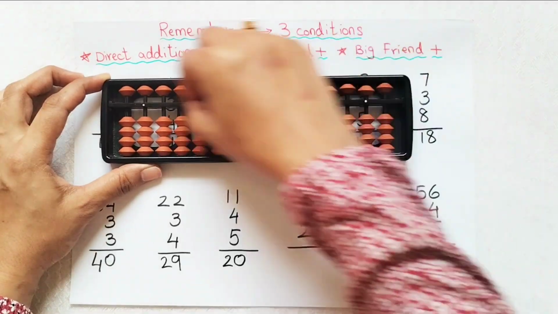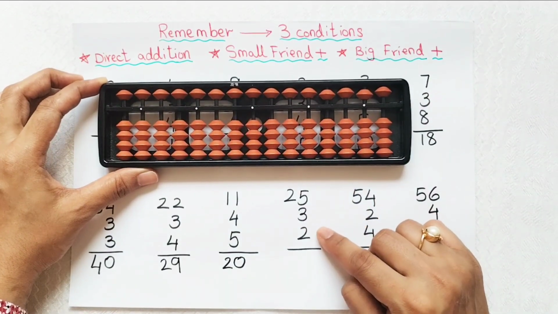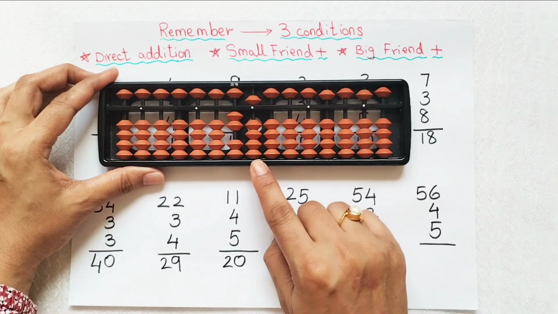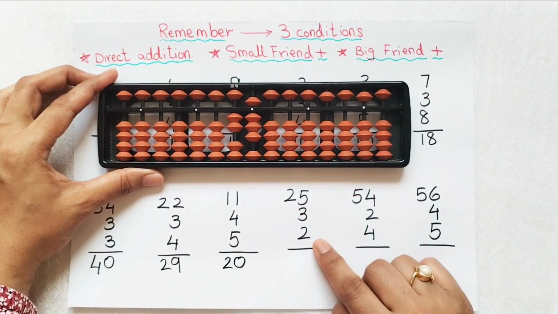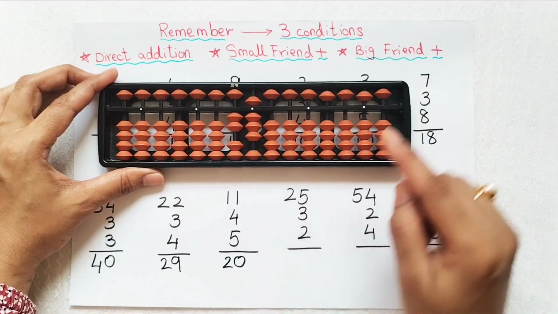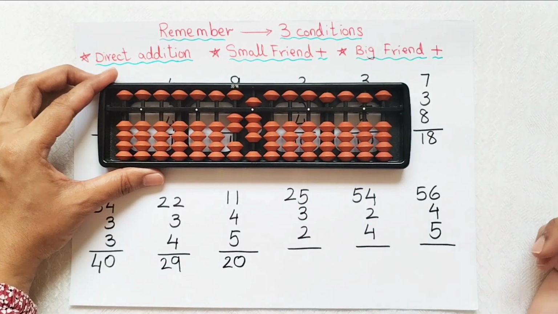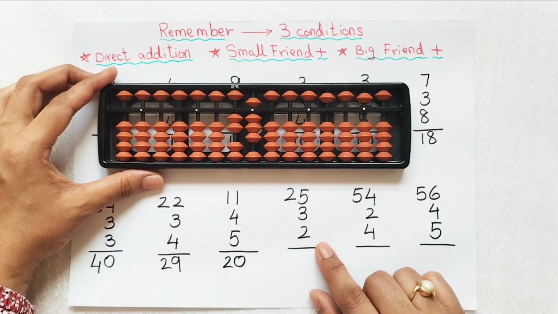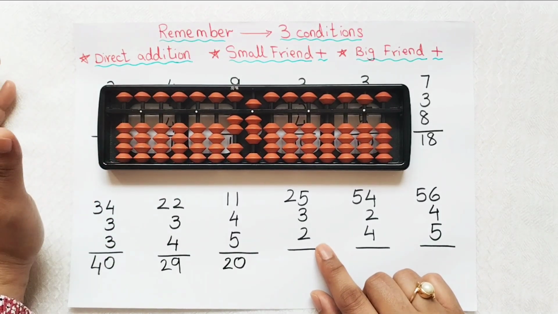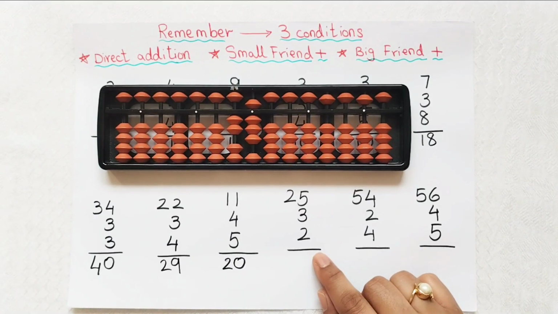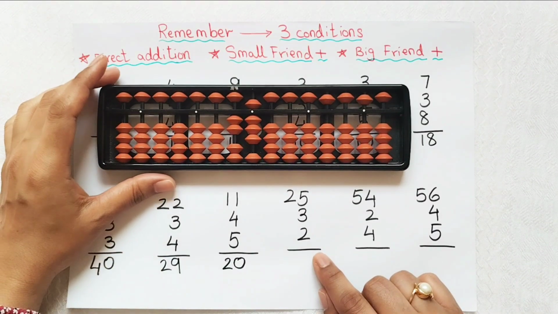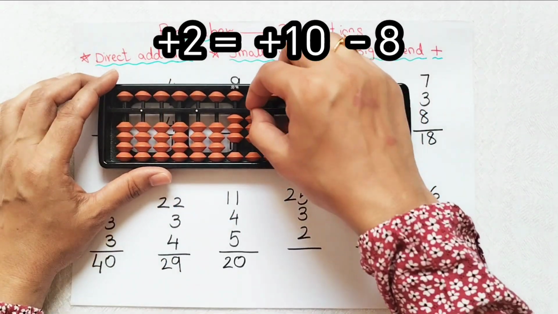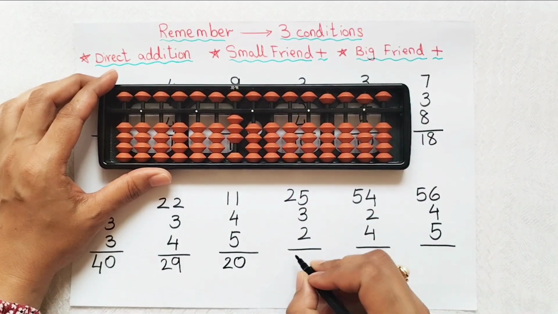Next one. 25 plus 3 plus 2. 25 plus 3. Can I do it directly? Yes. Plus 2. Can I do it directly? No. Can I use small friend? No. So what I have to do? I have to use the big friend formula. We all know 2 has two formulas, small friend and big friend. So over here I am going to use the big friend formula. What is the formula here? It is plus 10 less 8. My answer is 30.